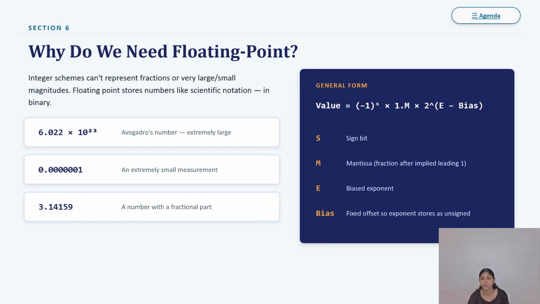Minus bias. What is a bias? It is a fixed offset. So exponents are stored as an unsigned number. This bias is a fixed value. In the next slide, I will tell you what that fixed value is and why. So it is a fixed offset. If you consider that bias is a fixed offset, the exponents are stored as unsigned numbers.